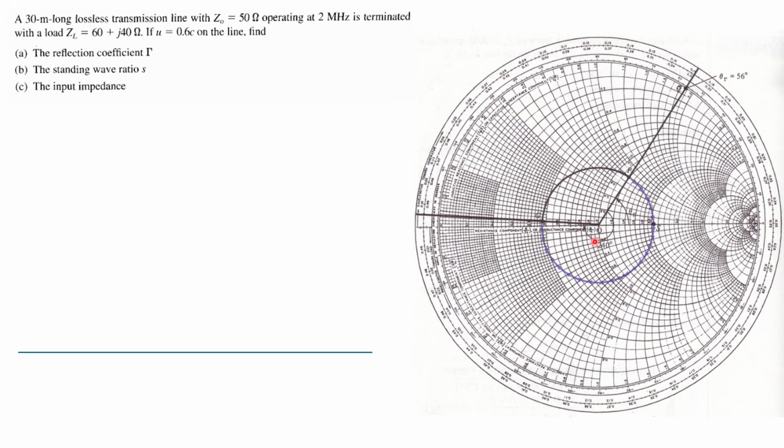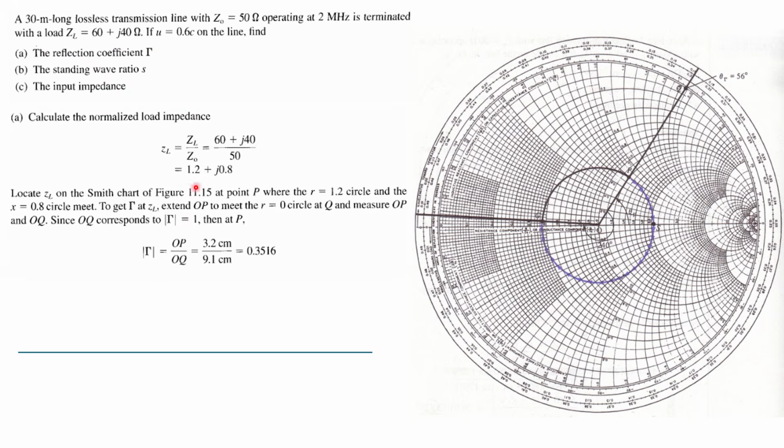Now after finding the origin, since this chart is valid only for normalized load, step 1 is to find the normalized load. Here the actual load is given, and Z naught is 50. So in order to normalize the load, divide your load by Z naught. Then you will get the value of ZL normalized, that is equal to 1.2 plus j0.8. Why are we normalizing? So that we can use the Smith chart, because a Smith chart is valid only for normalized load.